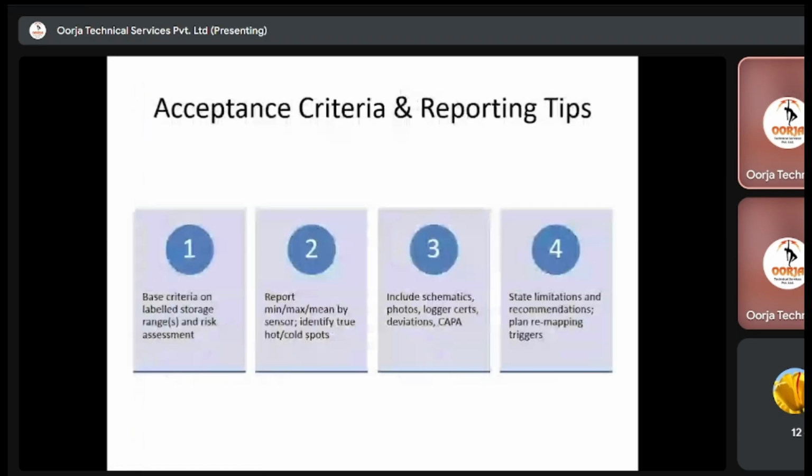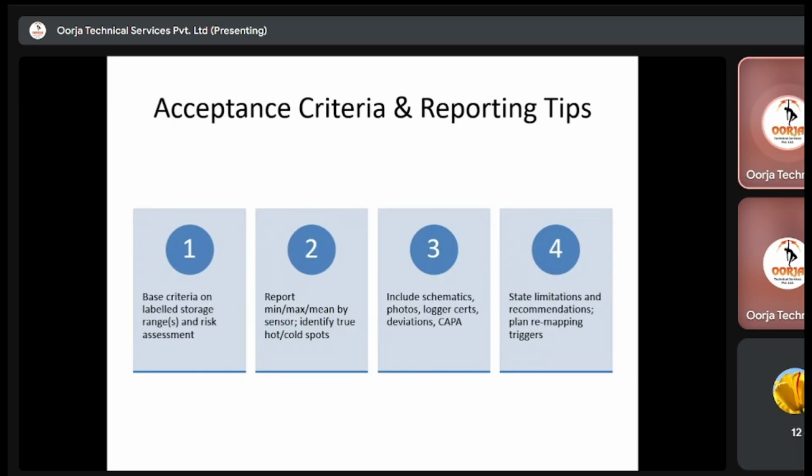Now, acceptance criteria and reporting tips. It is important. A very common question: how to set the acceptance criteria. If I should say, base the criteria on risk, or we can say set the acceptance criteria based on the product you store. Your acceptance criteria, your pass-fail rule, basically must be based on the labeled storage conditions for the product you store.